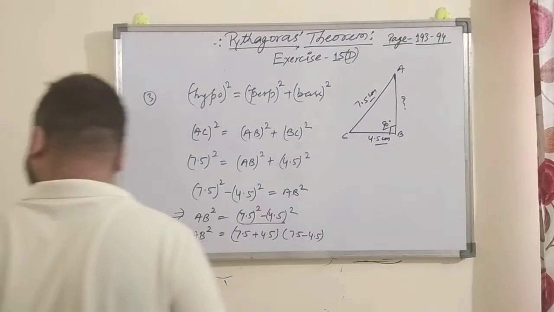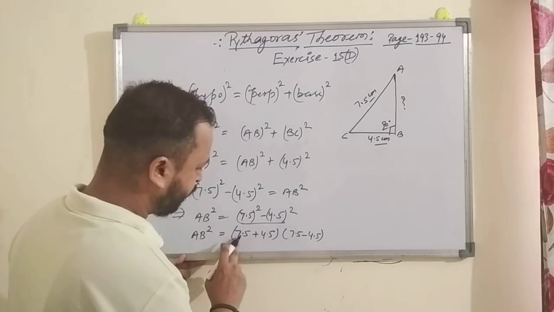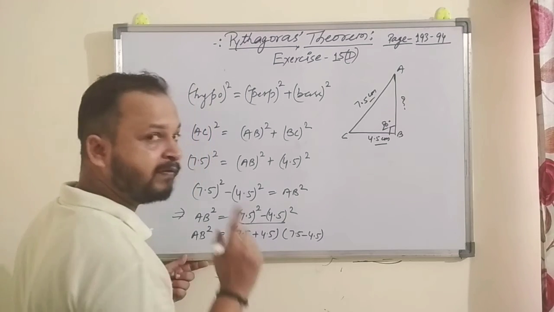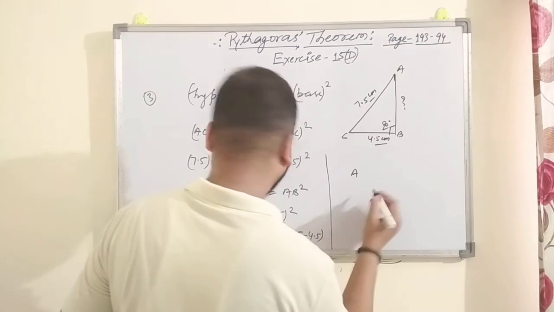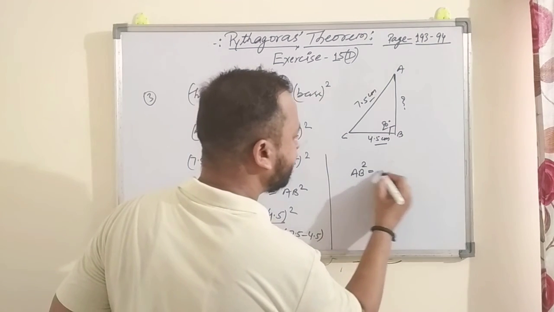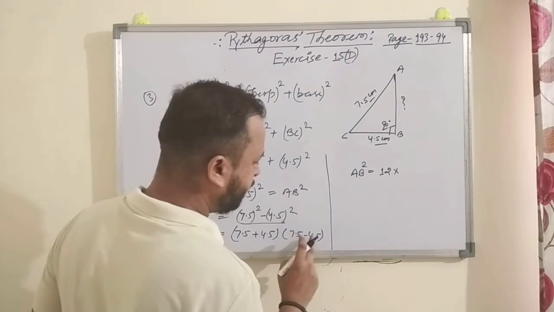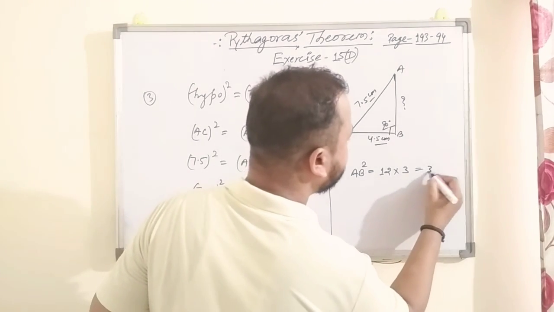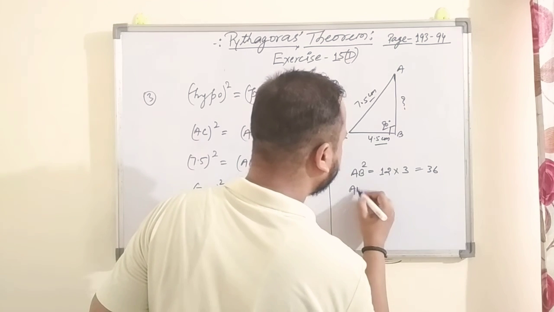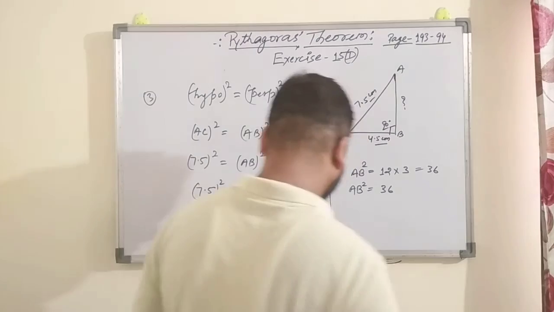I'm erasing this. So 7.5 plus 4.5, 7 plus 4 is 11, and 0.5 plus 0.5 is 1, so 11 plus 1, 12. So AB square is equal to 12 multiplied by 7.5 minus 4.5, which is 3, right? So 12 times 3 is 36. So AB square is equal to 36.